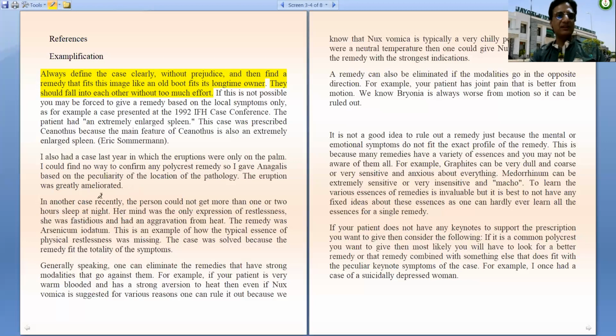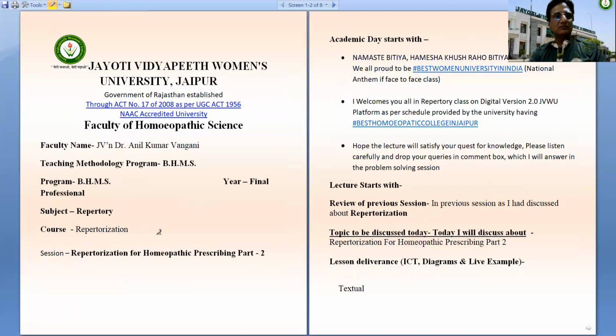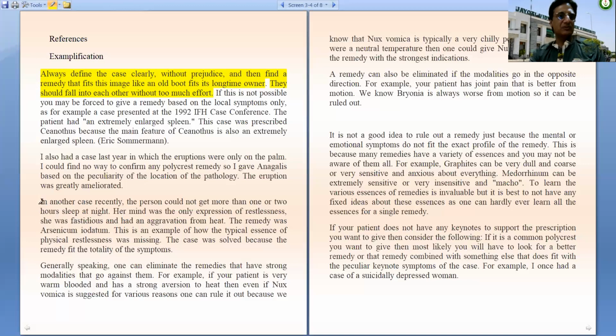But in another case recently, the person could not get more than 1 or 2 hours of sleep at night. Her mind was the only expression of restlessness. She was fastidious and had an aggravation from heat, and the remedy was Arsenicum iodatum. This is an example of how the typical essence of physical restlessness was missing. The case was solved because the remedy fits the totality of the symptoms. So this was prescribing which was not based on the essence of the disease. Still, the remedy suited on totality and it helped the case.